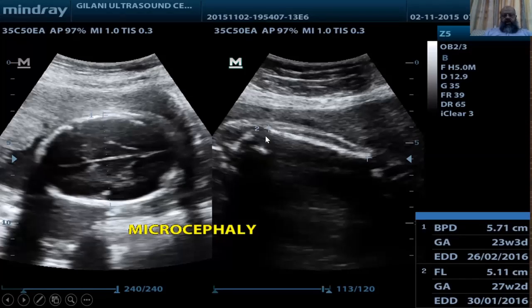This is a case where the gestational age by femur length is 27 weeks, whereas by BPD is 23 weeks, 3 days. So 4 weeks difference. The head is 4 weeks smaller than the gestational age determined by femur length.